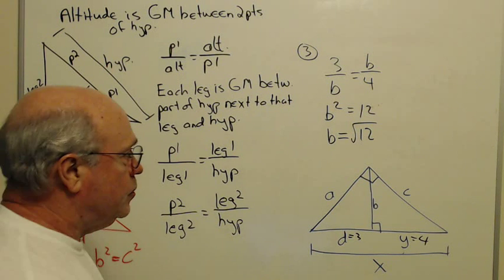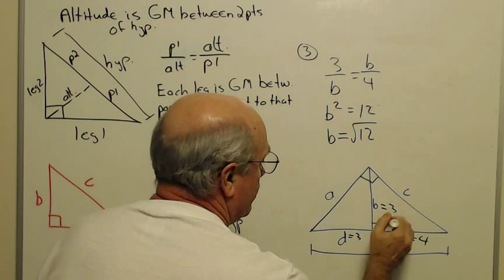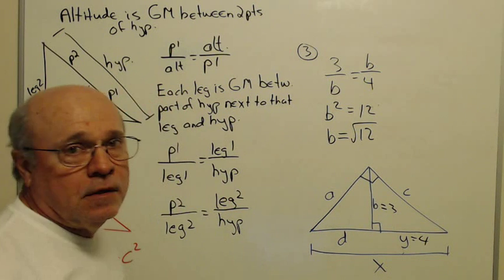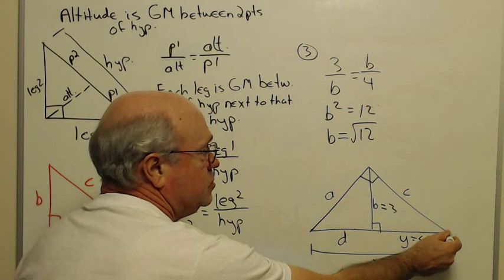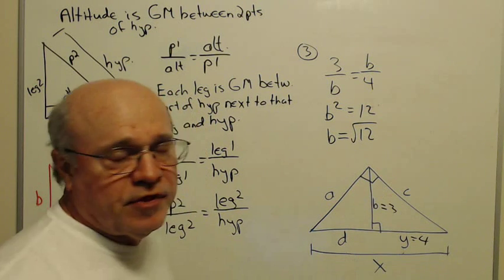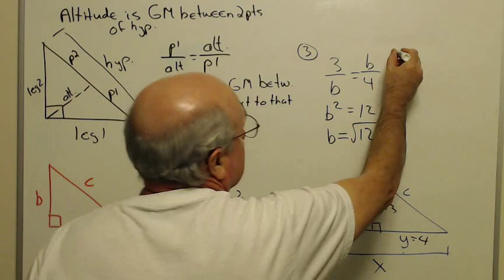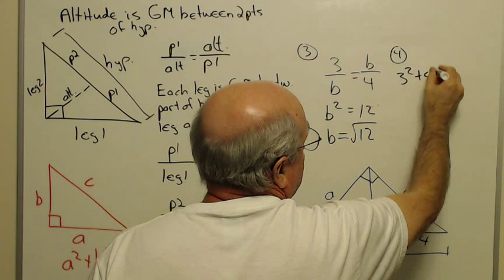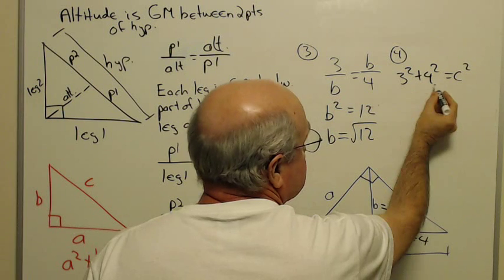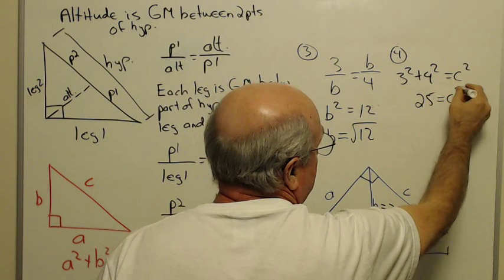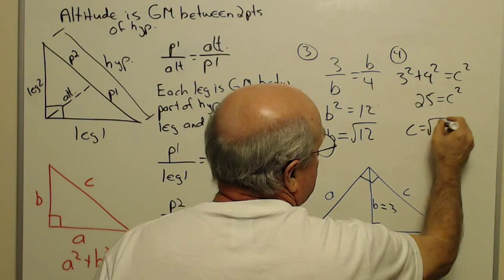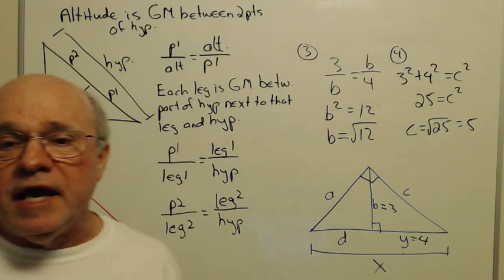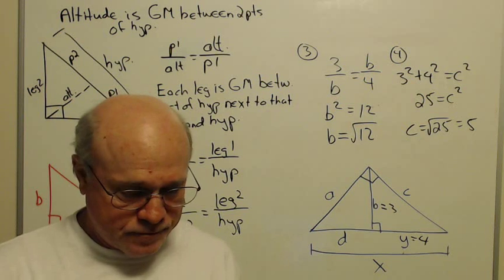On number 4, you're given that B is 3, Y is 4, and you're asked to find C. Well, you have 2 of the 3 sides in a right triangle here, so this is going to be a Pythagorean theorem problem. So on number 4, you want to say 3 squared plus 4 squared equals C squared. This side works out to be 25 is C squared, so C will be the square root of 25, which is 5. We use whatever rule fits the situation.